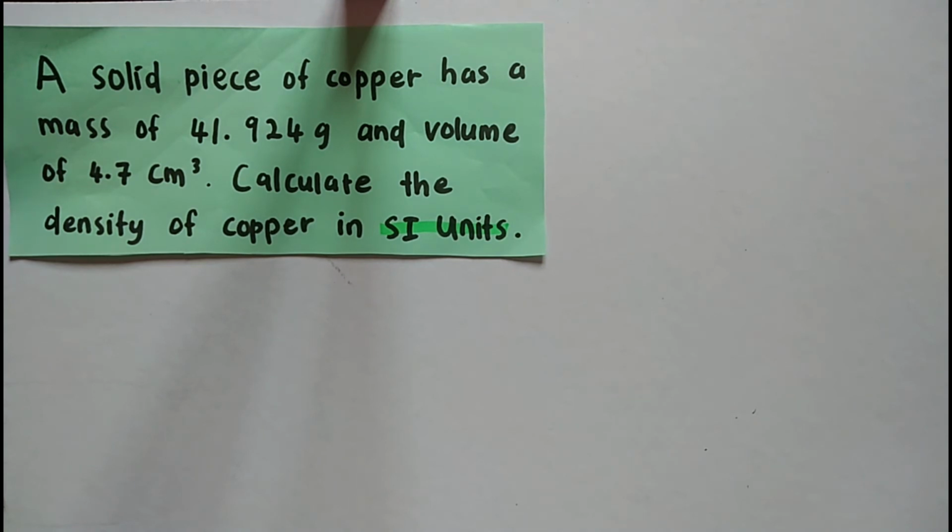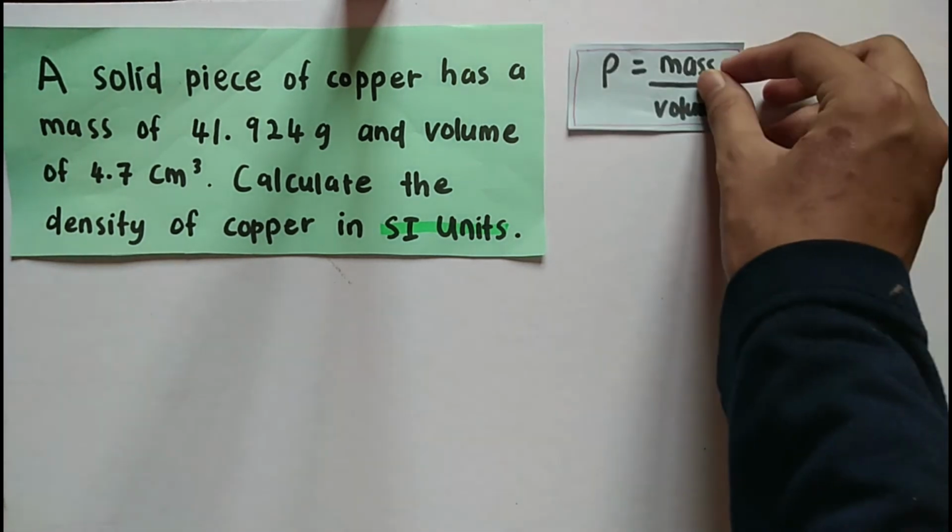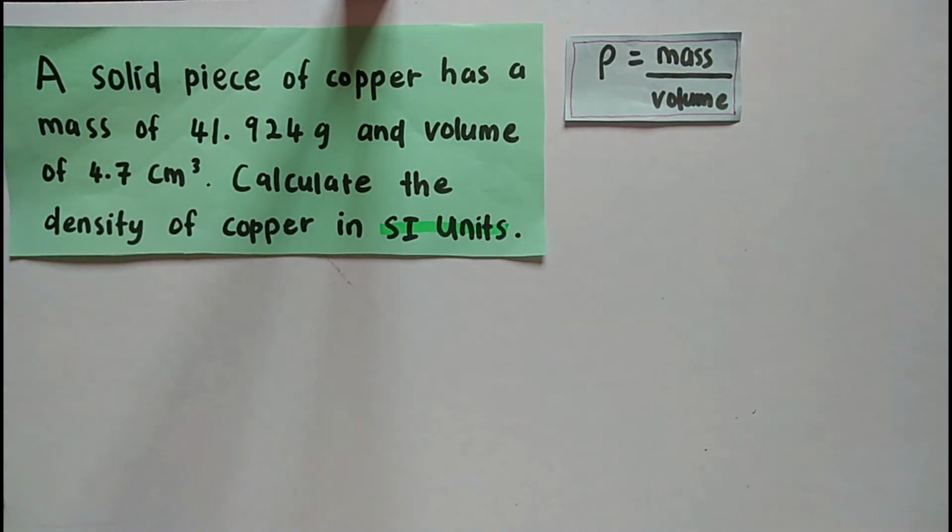Let's see question number 5 for unit conversion. The question is, a solid piece of copper has a mass of 41.924 gram and a volume of 4.7 centimeter cube. Calculate the density of copper in SI units. This question asks us to find the density of copper, as we know that the formula of density is mass over volume. The information given is mass of copper is 41.924 gram and volume of copper is 4.7 centimeter cube.